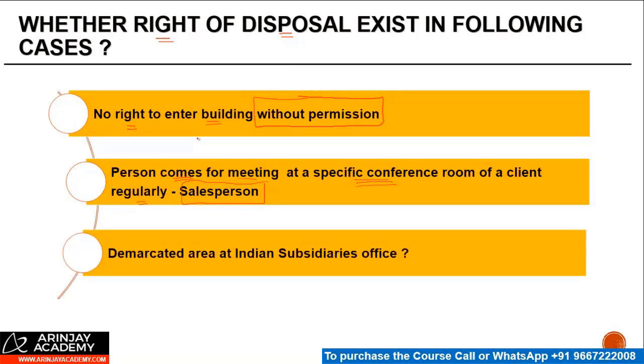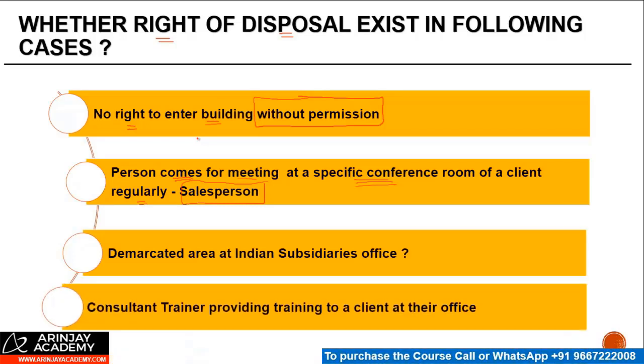If there's a demarcated area at the subsidiary's office, which is allocated to the foreign company employee, yes, that would mean that the office or the space or the area is at the disposal of the foreign company and therefore should constitute a PE. If there's a consultant trainer who's providing training to a client at their office, since he's a consultant, he's not an employee. The moment his contract is over, he would be restricted from having access to that place. It cannot be said that the place is at its disposal.